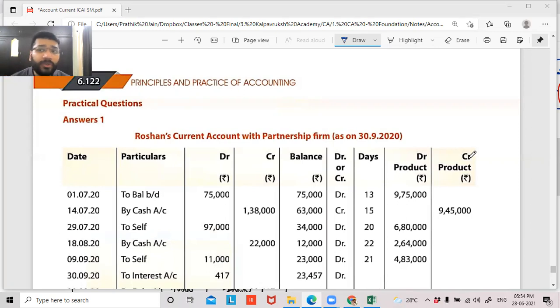If you want, I can give you more questions also. I can scan and send the PDF copies to you. You can work out from there. It's up to you. Guys, comfortable overall with this chapter now?